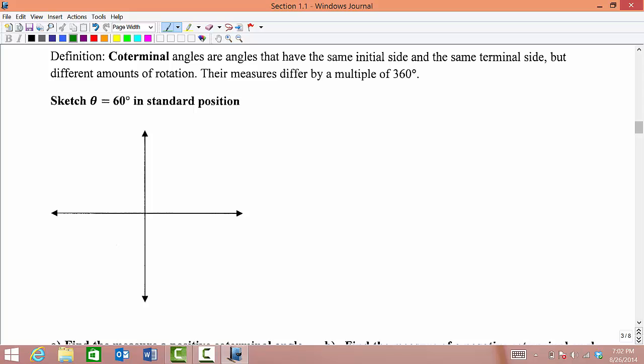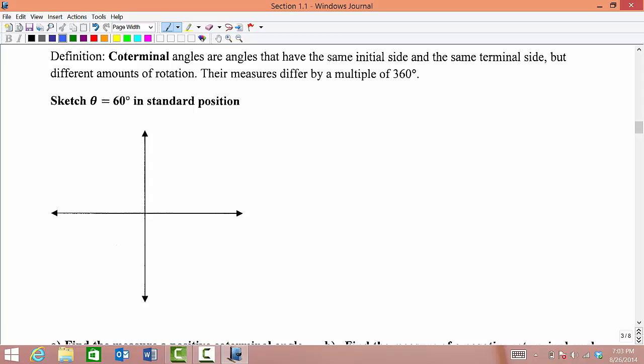So coterminal angles are angles that have the same initial side and the same terminal side, but the only thing that makes them different is either the direction of the rotation or different amounts of rotation. Their measures will always differ by a multiple of 360 degrees.